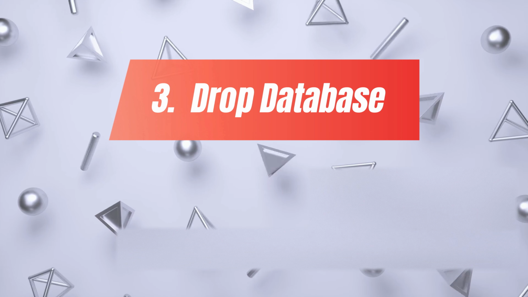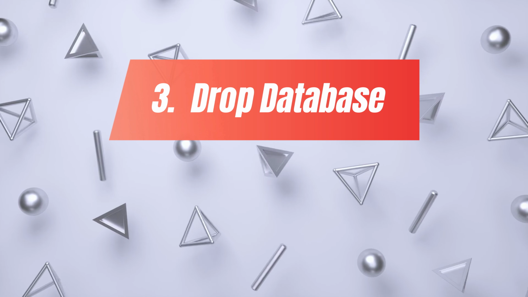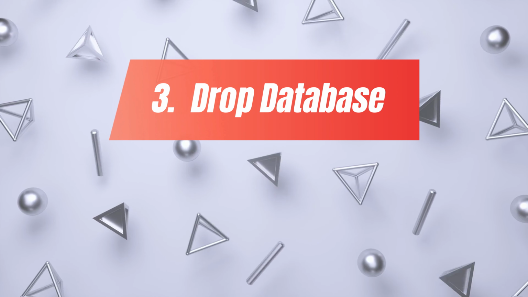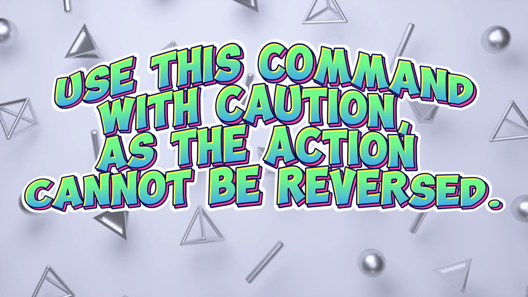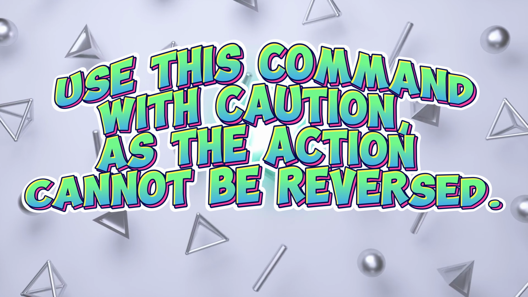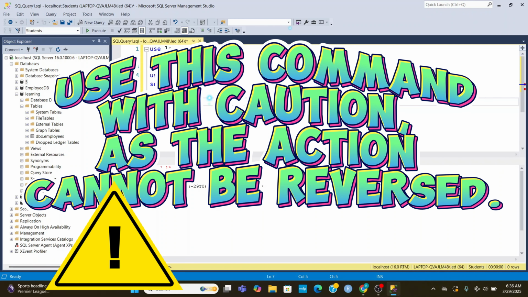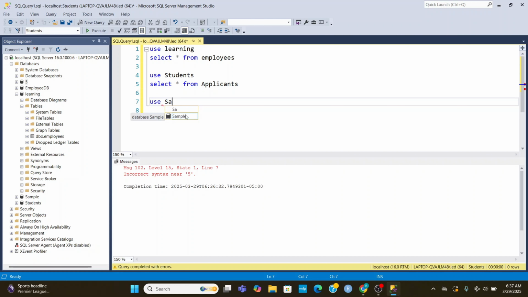The drop database command in SQL is used to permanently remove a database along with all its associated objects, like tables, views, and stored procedures. Use this command with caution, as the action cannot be reversed. So we can execute, and this is sample right now.